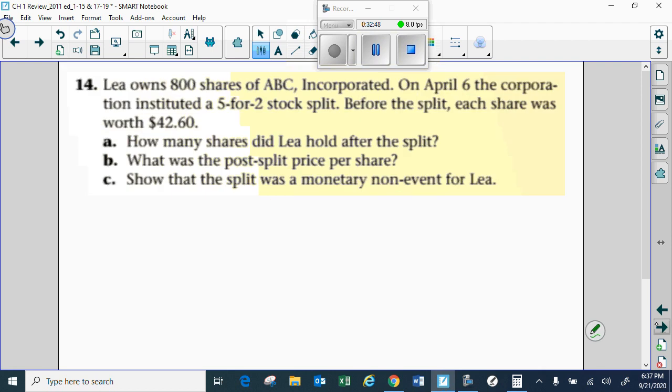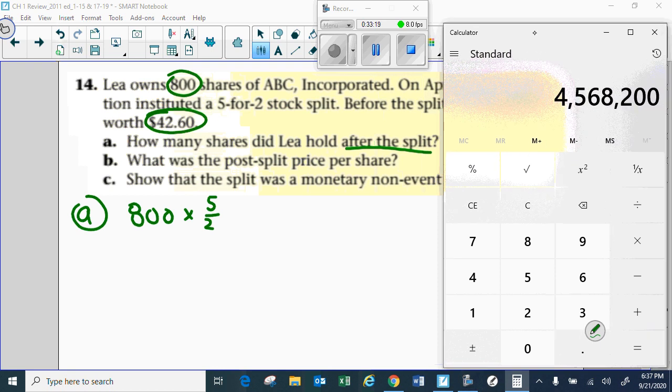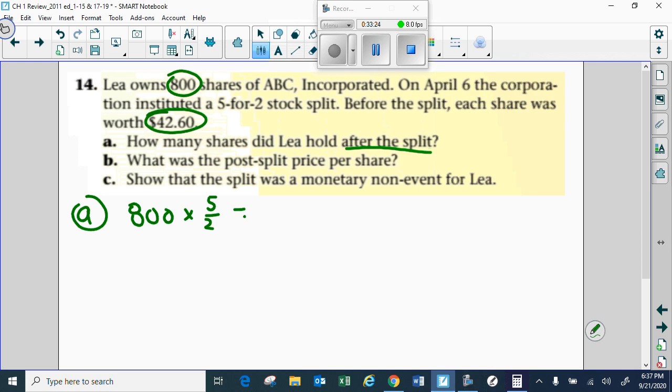All right, next one. Lee owns 800 shares of ABC Incorporated. On April 6th, the corporation instituted a 5-for-2 stock split. Before the split, each share was worth $42.60. How many shares does Lee hold after the split? So you take that 800, so A, 800 times 5 halves, which is also 2.5. So we have 800 times 2.5, 2,000 shares is how much she now holds.